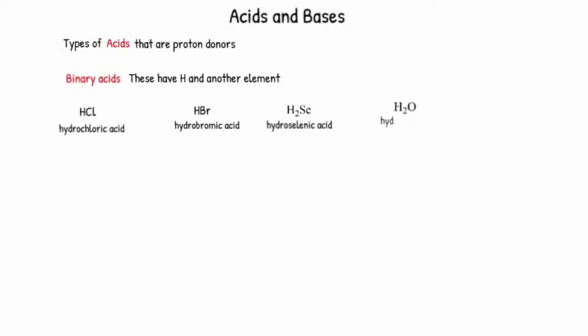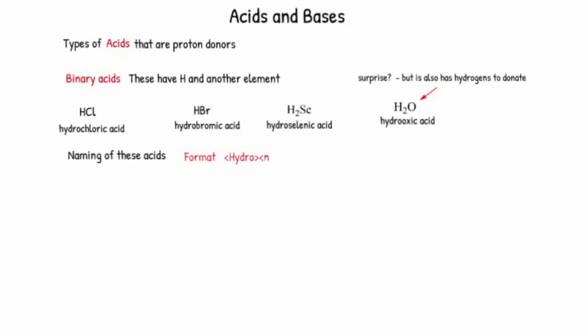be called hydroxyic acid. Are you surprised? Because in the last slide on bases, H2O has lone pair of electrons that could pick up hydrogens, and so it would be a base as a proton acceptor. In this case, H2O also has hydrogens that it can donate. Naming of these acids. The format is hydro prefix followed by the name of the element followed by ic acid suffix. The hydro prefix means hydrogen containing.